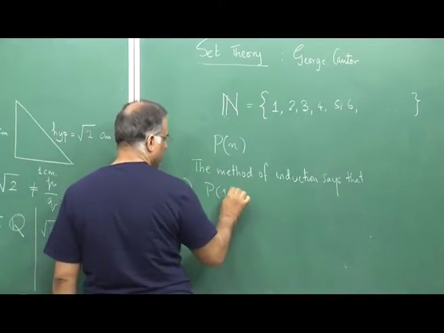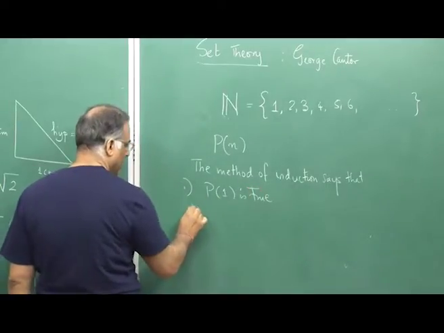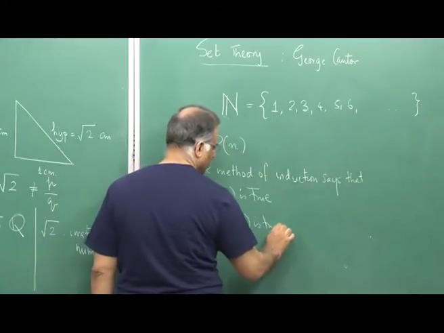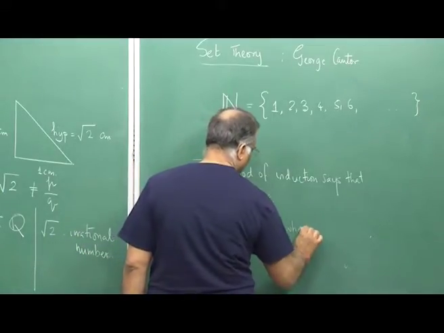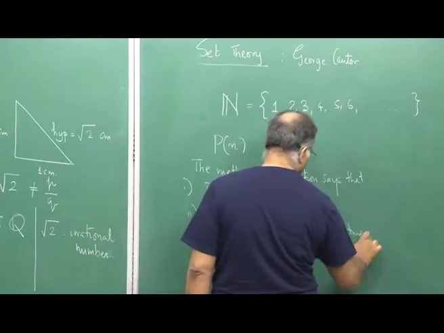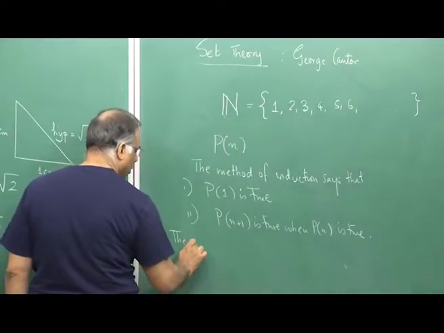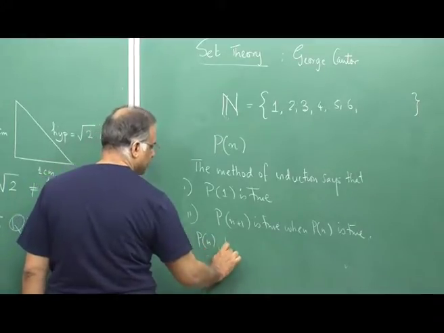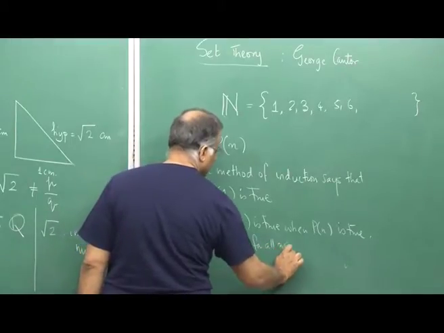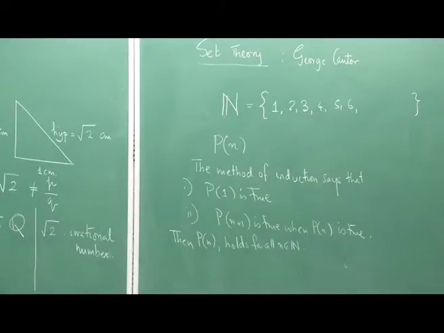first check if P1 is true, and then if Pn plus 1 is true, when Pn is true, then Pn holds for all n, holds for all natural numbers. This is a method of induction.